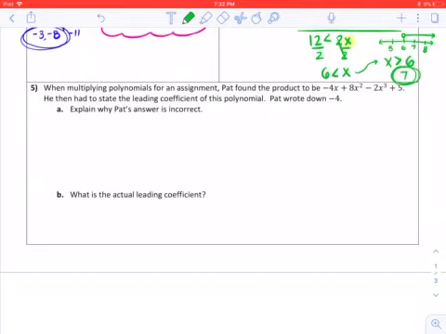Number 5. When multiplying polynomials for an assignment, Pat found the product to be negative 4x plus 8x squared minus 2x to the third plus 5. He then had to state the leading coefficient of this polynomial. Pat wrote down negative 4. Explain why Pat's answer is incorrect.